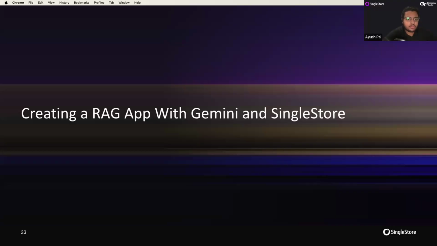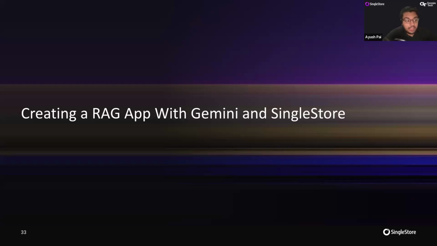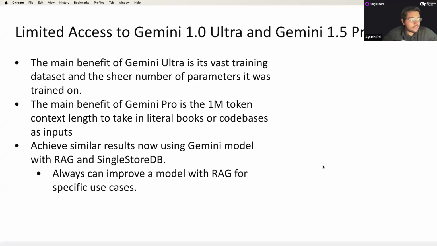So now we'll move on to a demonstration, right? We're creating a RAG app with Gemini and SingleStore, and essentially the main benefit of using Gemini is its vast training data set. It's trained on billions of parameters. They don't release a specific parameter count for that, but billions of parameters.